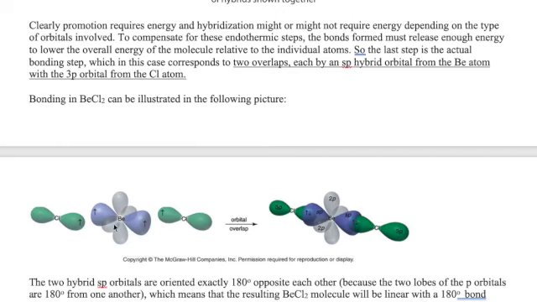The central Be atom utilizes its two sp hybrid orbitals, colored in purple, each of them containing a single electron, shown with that up spin arrow. Each chlorine atom is using its 3p orbital, shown in green, which also contains a single electron. So each bond in BeCl2 is an overlap between an sp hybrid orbital and a 3p standard atomic orbital. Now, the bonds here are both sigma bonds because they are cylindrically symmetric around the bond axis.